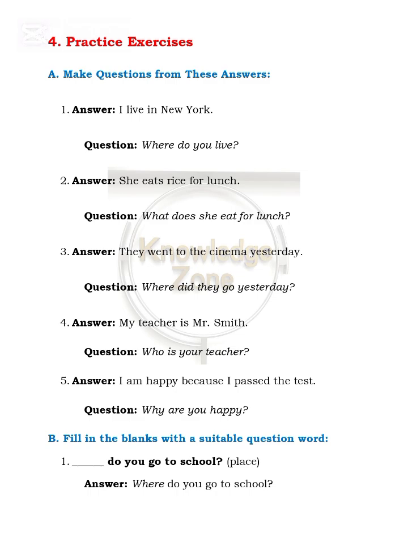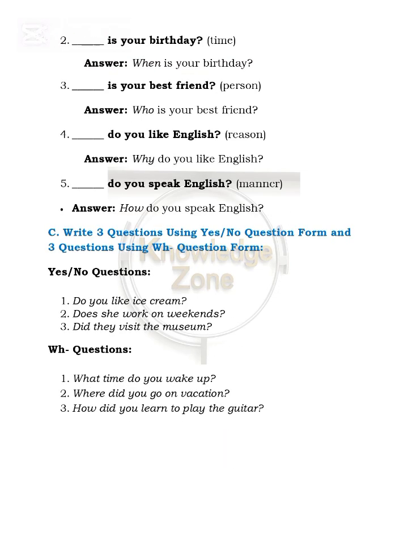B. Fill in the blanks with a suitable question word. 1. Do you go to school? Answer: Where do you go to school? 2. Is your birthday? Answer: When is your birthday? 3. Is your best friend? Answer: Who is your best friend? 4. Do you like English? Answer: Why do you like English? 5. Do you speak English? Answer: How do you speak English?